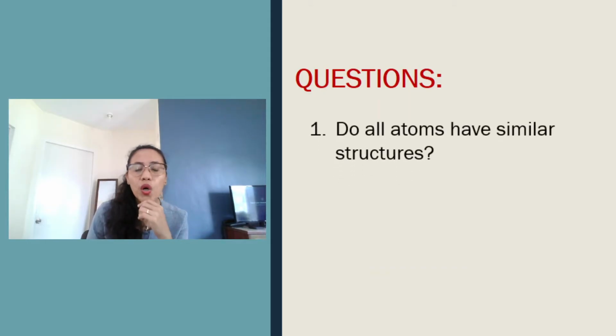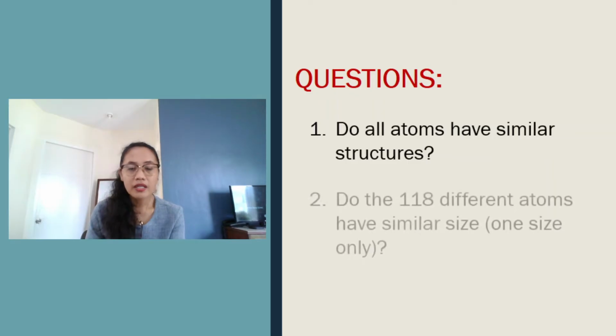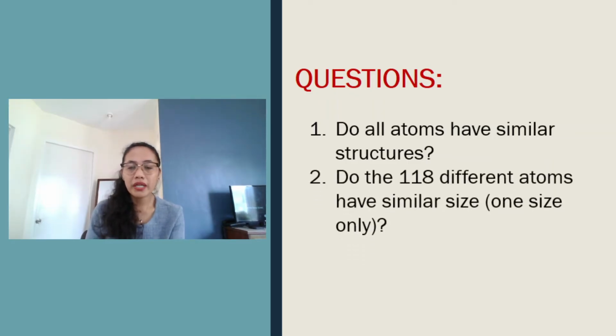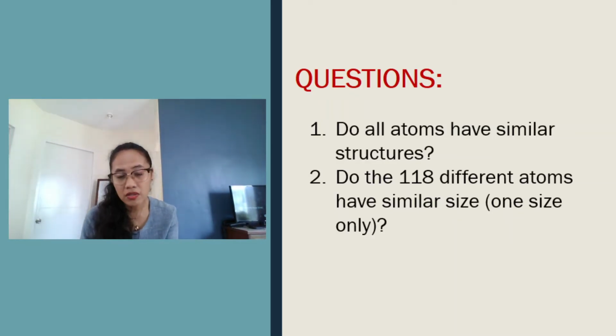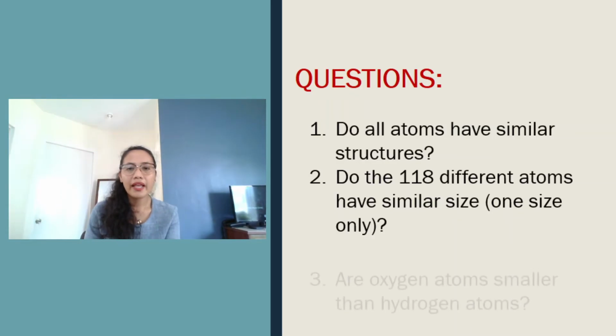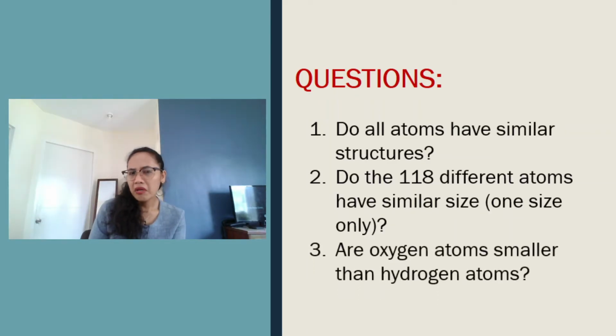First, do all atoms have similar structures? Do they have one structure only? Second, are the 118 different atoms similar? Do they have a similar size, like one size only for all atoms in relation to its structure? And thirdly, are oxygen atoms smaller than hydrogen atoms? So these are the questions I would like you to answer as you answer the formative assessment after this discussion.